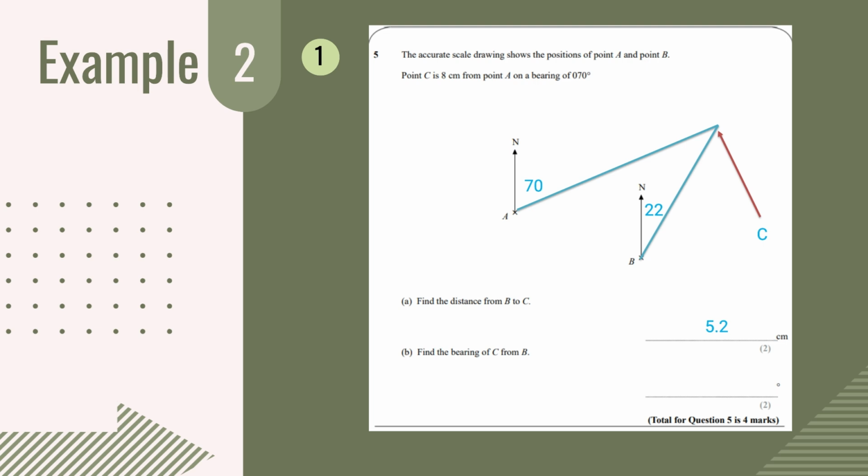This is why I would say, print the question out, go to Maths Genie, and have a go yourself, because I can't accurately represent 5.2 centimetres on the screen. For part B of the question, we're asked to find the bearing of C from B, and we've already done that by using the protractor, and we can see that it's 22. But you've got to put a 0 in front, because it's a 3-digit bearing, so you'd write 0, 2, 2.